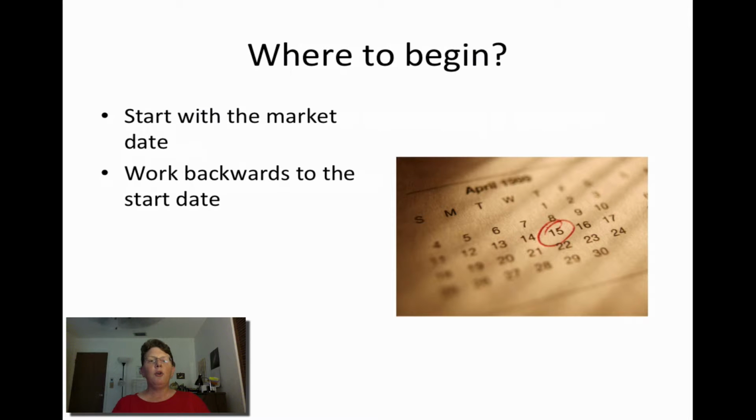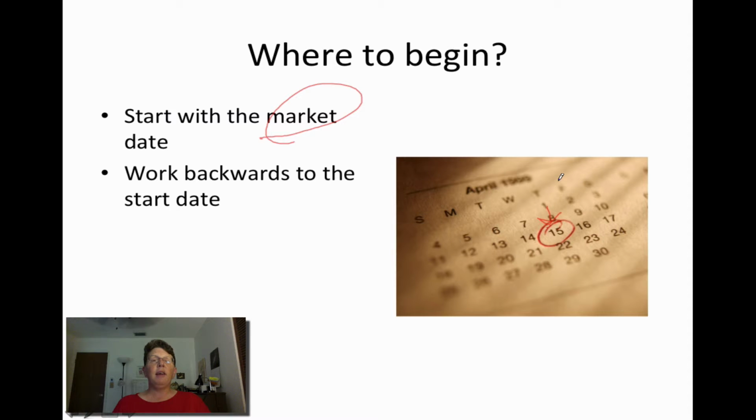So where do you begin? We start with the market date. So we start with the date that we want things ready. So in this example, if we want flowers ready on April 15th, that's the date we start with. Then we work backwards to find out when we need to start the plants.